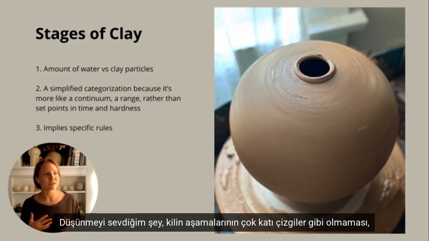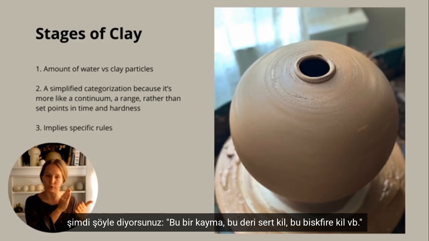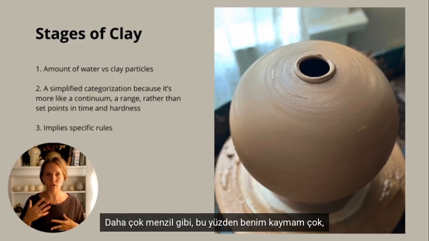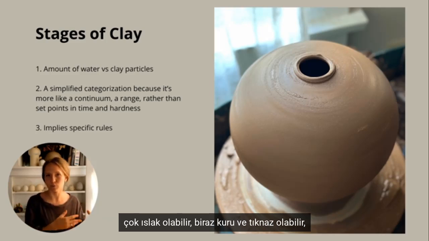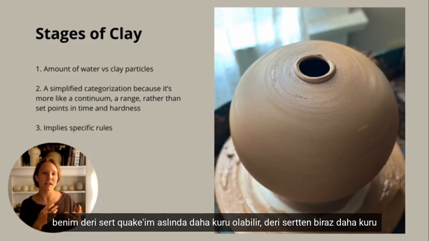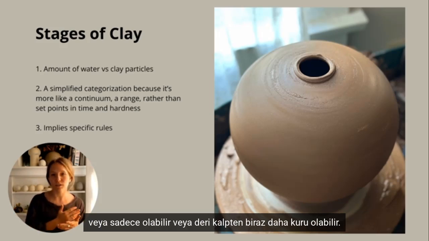I like to think that stages of clay are not very rigid lines, like, oh, this is a slip, this is a leather hard clay, this is a bisque fired clay, etc. It's more like a range. So my slip could be very, very wet versus kind of dryish and chunky. My leather hard clay could be a little bit drier than leather hard, or also could be a bit wetter than leather hard.